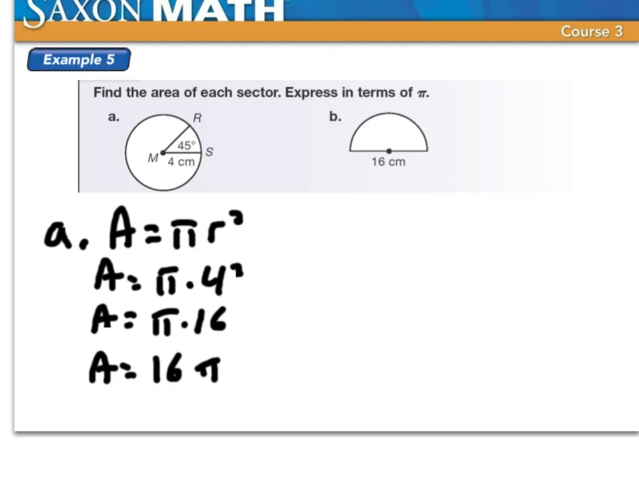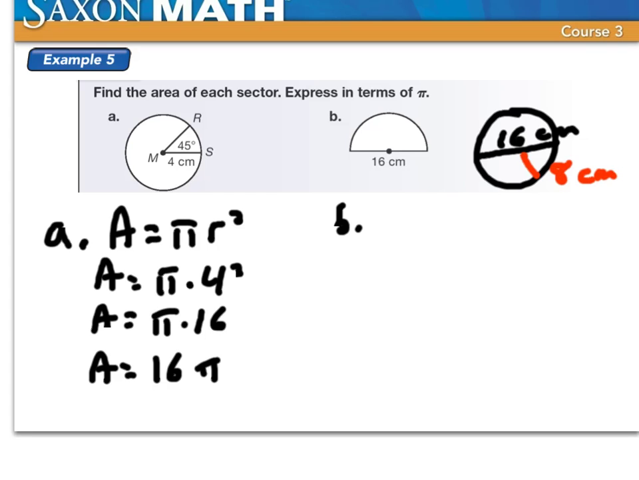Okay, so again, we're finding the area of each sector, and it says expressed in terms of pi for B. Well, we're going to pretend like this is the whole circle here, and this is 16 centimeters across. Okay, well, the first thing we need to know is the radius. Well, if the whole thing is 16 centimeters, that's the diameter, then our radius has to be half of that, so it's 8 centimeters.